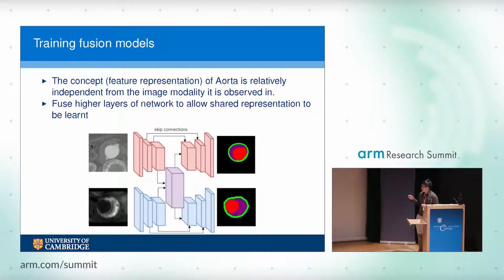So we think that maybe we can use some way to actually exploit this shared information between different modalities. So what we did is we fused the middle layers of this encoder-decoder architecture, so that this middle layer should correspond to what we think of as a higher level concept of the aorta. So we have the 2 different lower level layers for different image modalities, but they share a higher level middle layer.